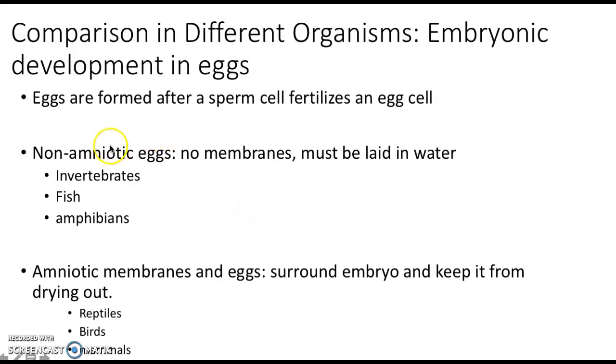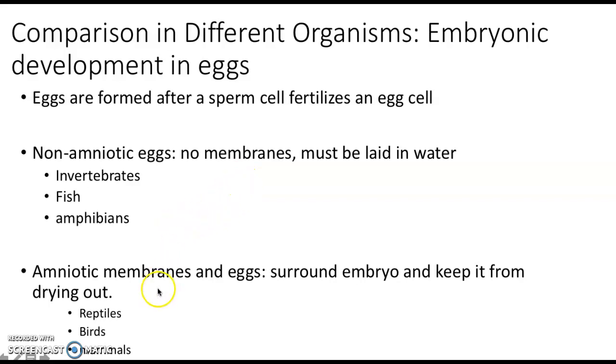There are two different kinds of eggs. There are non-amniotic eggs. These are laid by the female in the environment. These are laid by invertebrates, fish, and amphibians. Again, they usually are the result of broadcast spawning. These have to stay in the water, otherwise they dry out because they don't have any membranes around them. They're just kind of a little ball of goo.